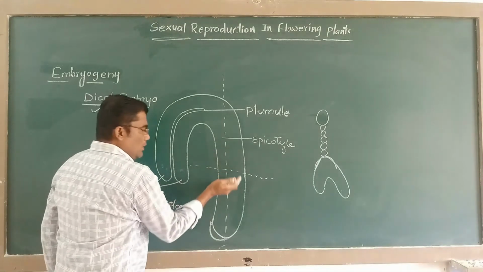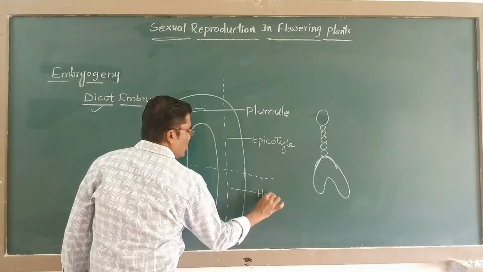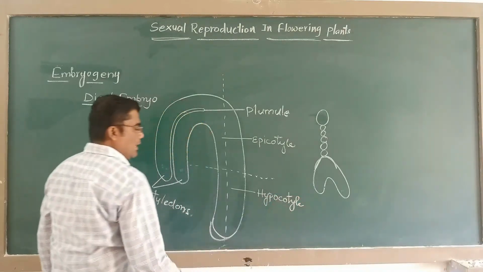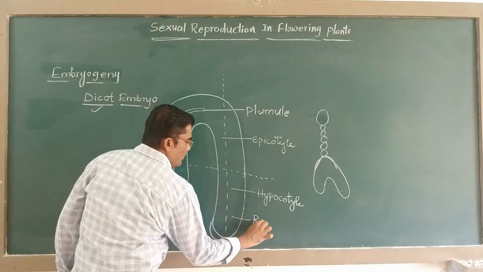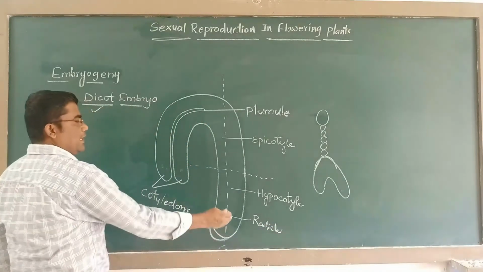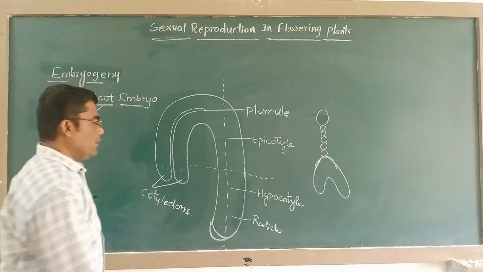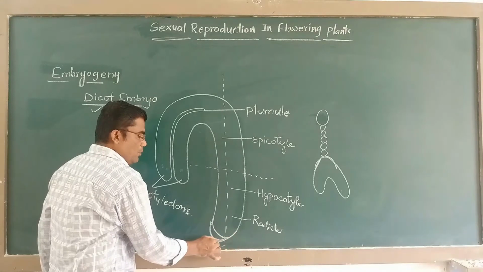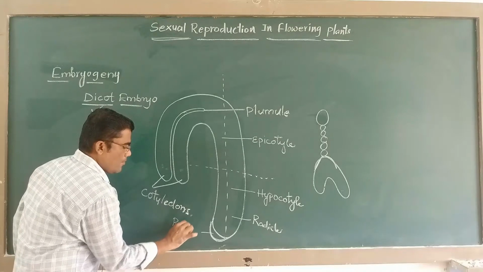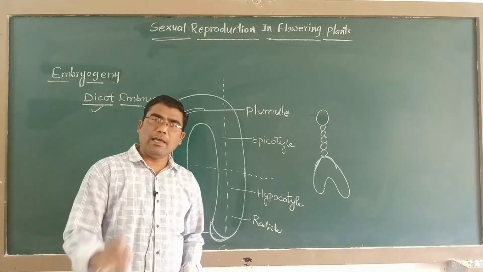Now below the embryonal axis we observe the area. This is said to be the hypocotyle, and this hypocotyle possesses the radicle, and we know that this radicle is responsible for the formation of a root system in plant body. This radicle is covered with the protective covering. This is called a root cap, and already we have discussed that this root cap is produced by the hypophysis.